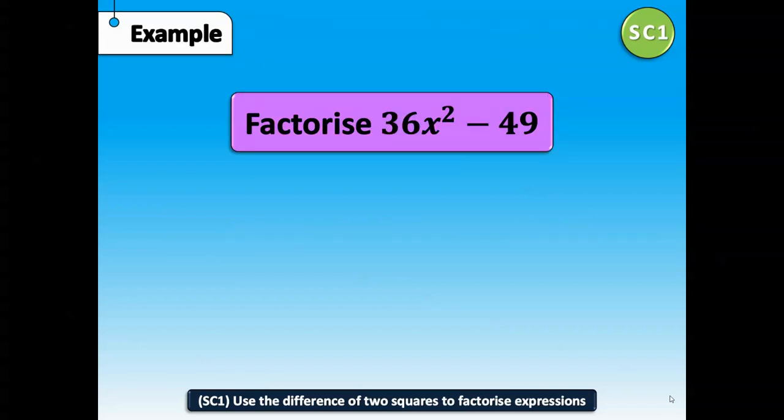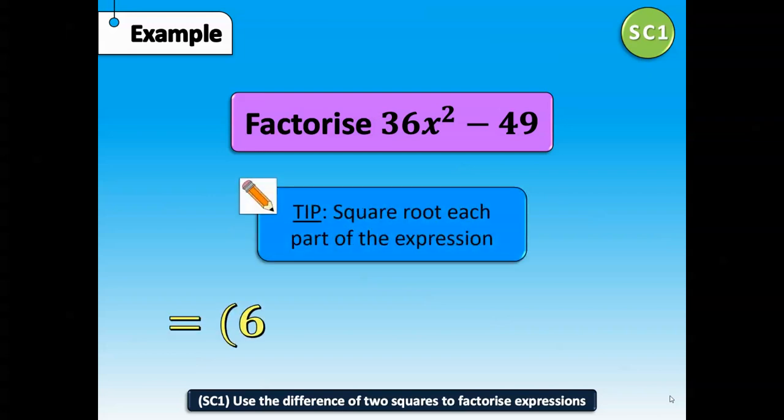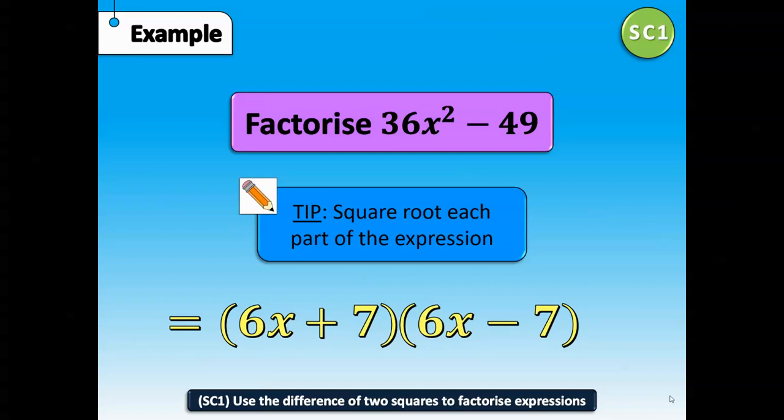In this example, we need to think about the square root of 36x squared and the square root of 49. Well, the square root of 36 is 6, and the square root of 49 is 7. So one bracket will be 6x plus 7, and the other bracket will be 6x minus 7. Remember, we can do this as long as both numbers are square numbers.